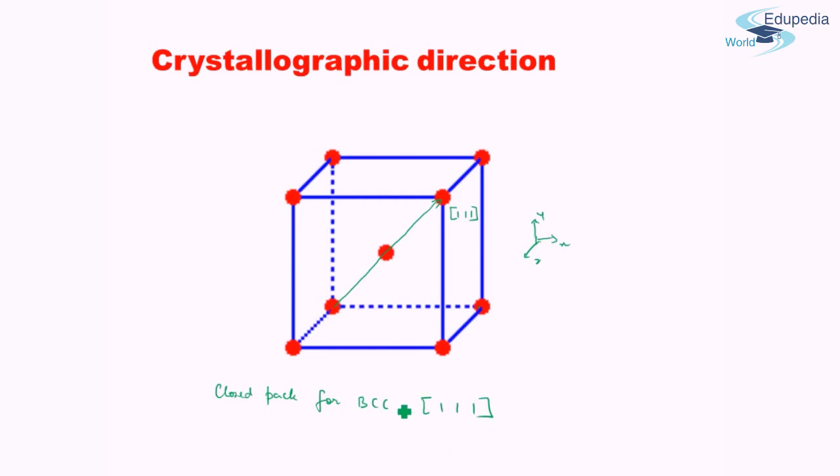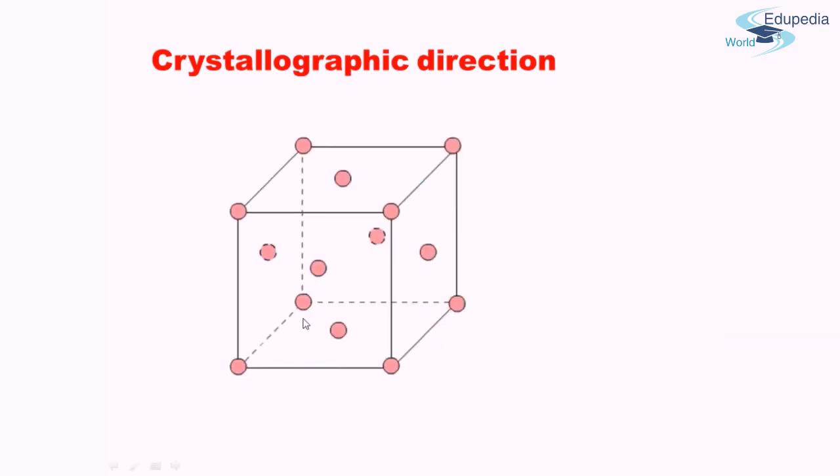Why is it called close pack? It is called close pack because that is the direction in which the atoms are touching each other. Now for a face centered cubic, if you remember, we had the atoms touching each other along the face diagonal. So what is the face diagonal? The face diagonal would be something like this, or something like this, or something like this. So basically it should pass through the face center, right?